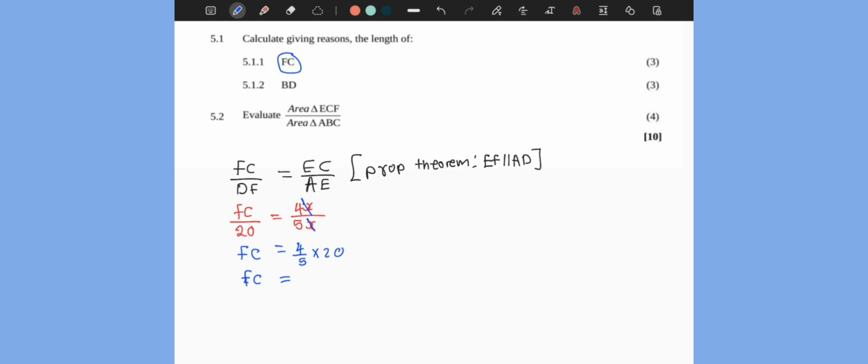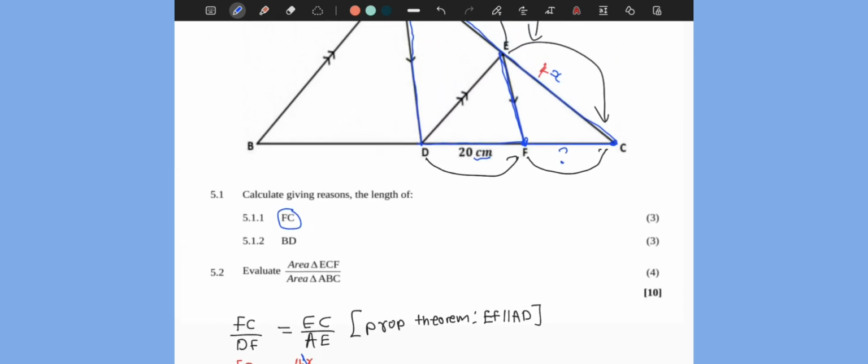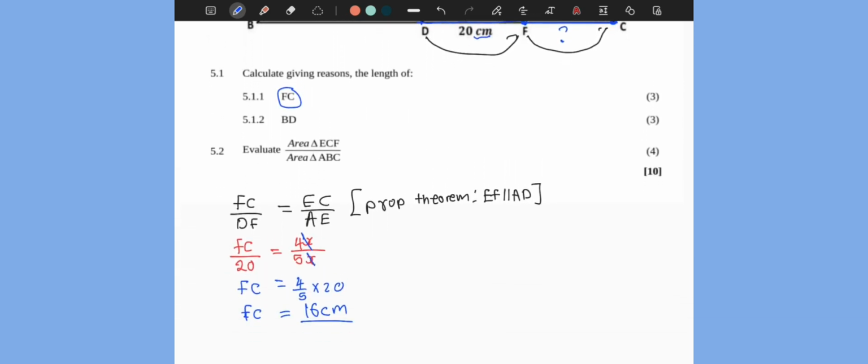Let me just do it on my calculator and see how much I'm going to get. Just hold on. You can also do it. It's 4 divided by 5, then multiplied by 20. I'm getting 16 here. It's 16 centimeters. So this would be the actual size of my FC. 3 marks for me to do this.